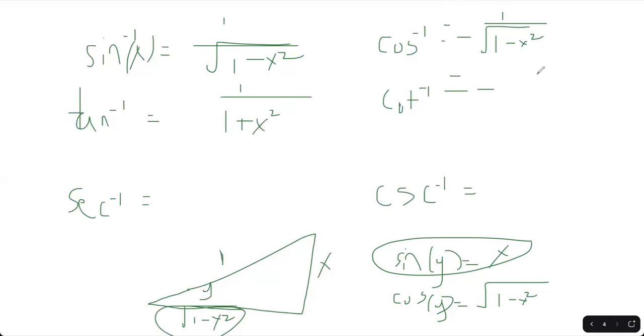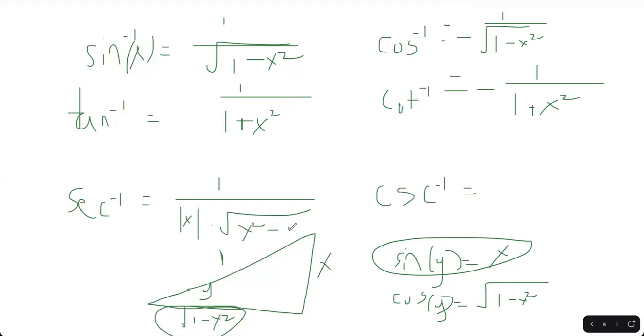Inverse cotangent, as you might expect, is negative 1 over 1 plus x squared. And finally, inverse secant is going to be 1 over absolute value of x times square root of x squared minus 1. And inverse cosecant, no surprise, is negative 1 over absolute value of x times square root of x squared minus 1.